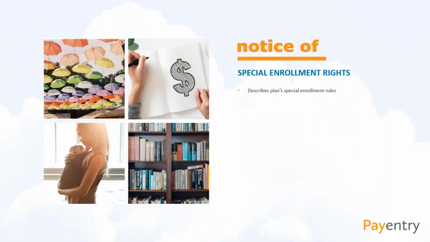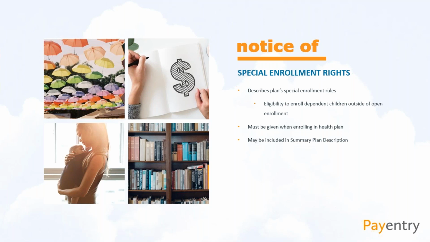The notice of special enrollment rights is required under HIPAA, which is the Health Insurance Portability Act. This describes the plan's special enrollment rules, which is the eligibility to enroll dependent children outside of open enrollment. It has to be given to an employee when they're enrolling in the health plan. And it may be included in your summary plan description.